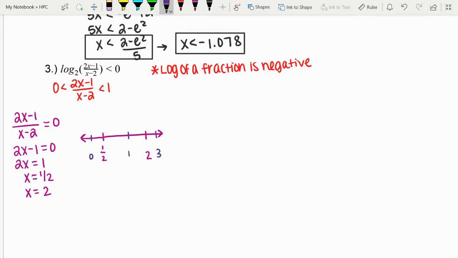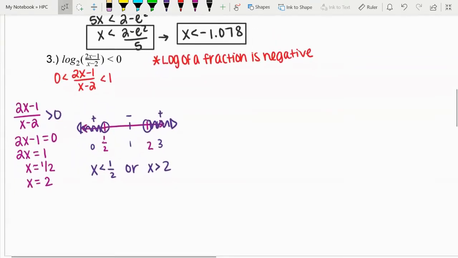If you substitute in 0, we get a positive number. If you substitute in 1, we're going to get a negative number. And if we substitute in 3, we will get a positive answer. Remember that originally we had (2x minus 1) over (x minus 2) is greater than 0, so we only want to include our positive answers. So I have x is less than 1/2 or x is greater than 2.